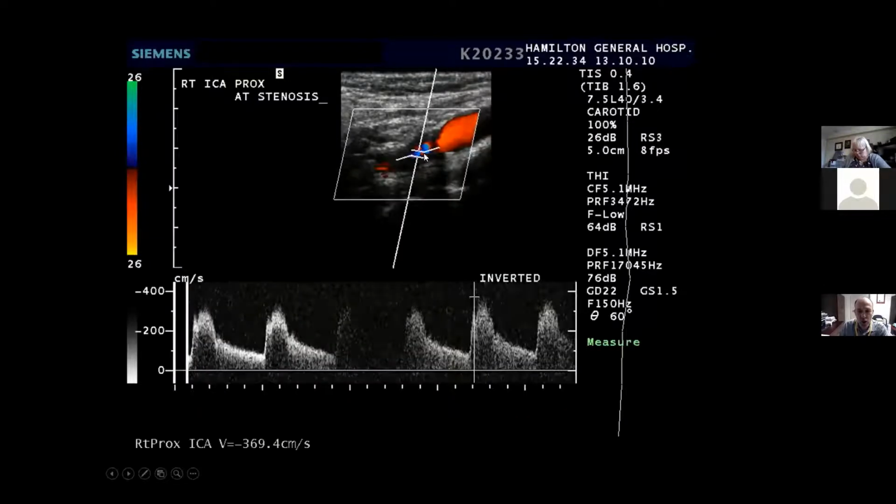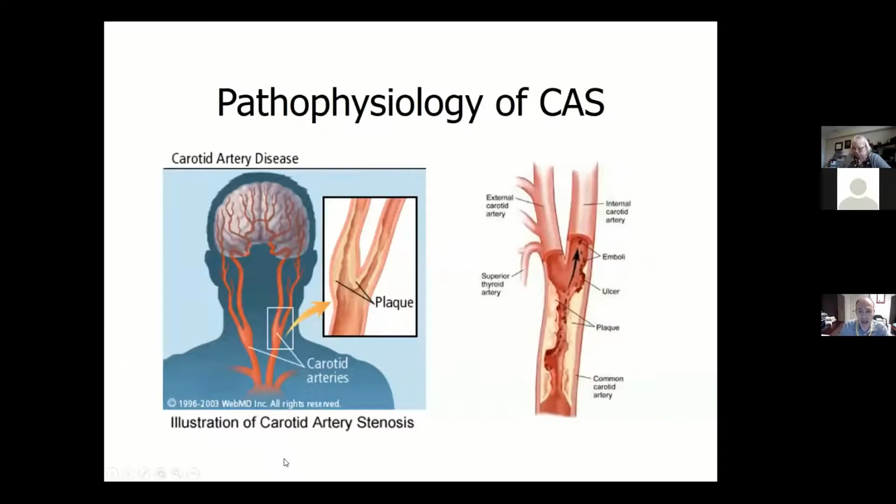Again, we would look at the velocity of flow. This time the velocity, remember I told you that anything above 230 you would consider high-grade stenosis, is 370, so it's shot way past that. So we know that this woman has a high-grade right internal carotid artery stenosis. That's on the side of her stroke, and obviously this is another case of artery-to-artery embolus.